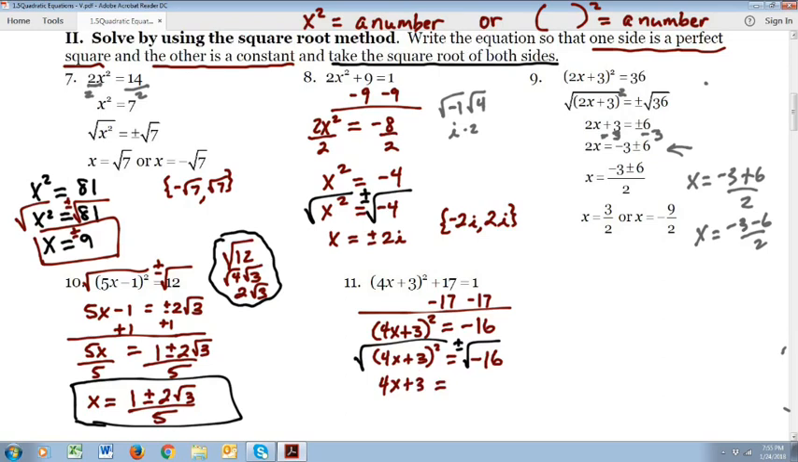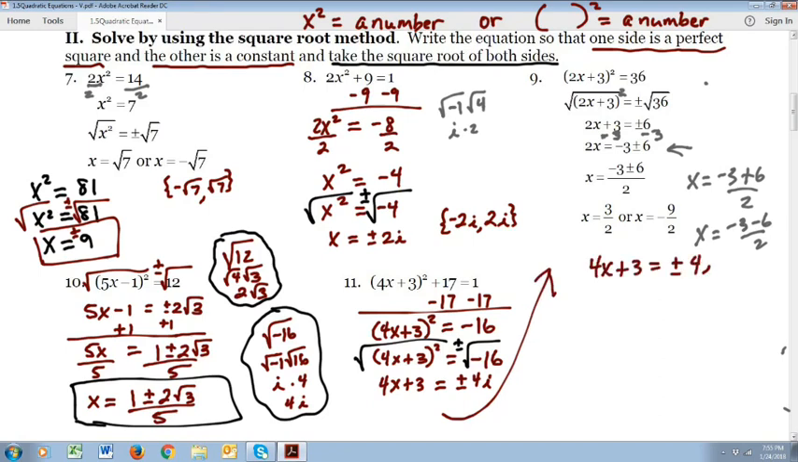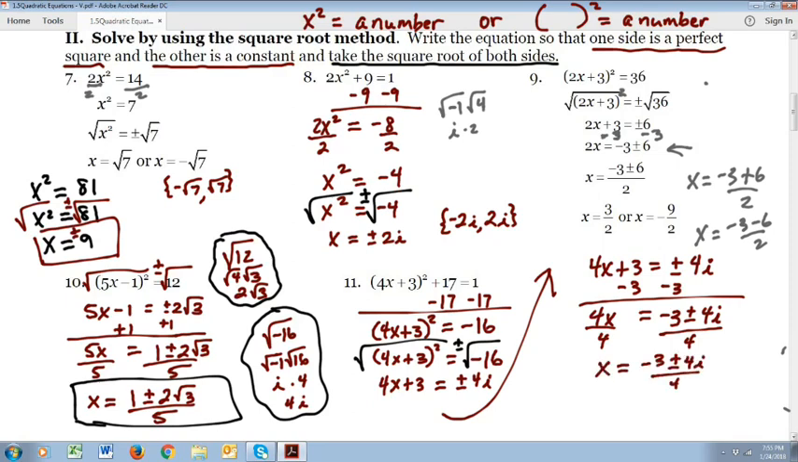So on the left we'll get 4x plus 3. Now remember, the square root of -16 is going to be imaginary. This would be 4i. So let me go ahead and put that in. And so now we're doing like we did before. Let me rewrite this first. Let's get rid of that 3 by subtracting 3 on both sides. We get 4x on the left. Again, make sure you put that -3 first here between the plus or minus and the 4i. And then let's divide by 4. And so we get x equals -3 plus or minus 4i over 4.